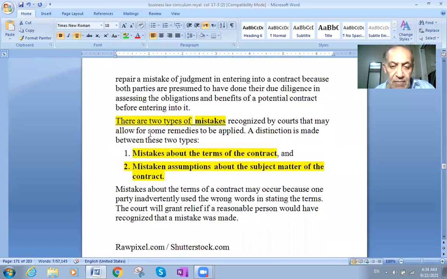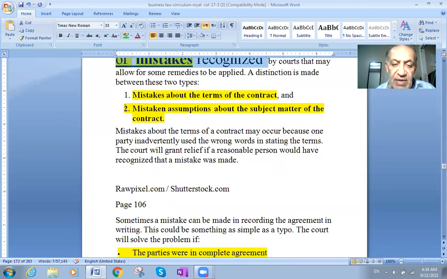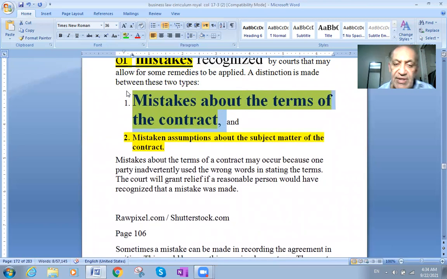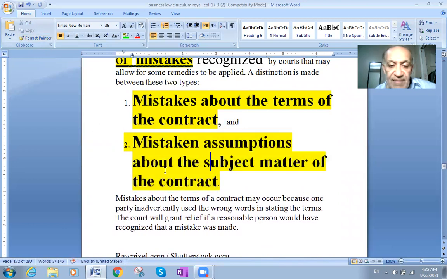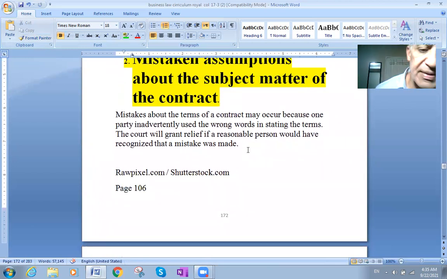Yes, we have two types of mistakes, like we talked about before. We have mistakes about the terms of the contract, like you see here. And the other is mistakes or assumptions about the subject matter of the contract. So we have mistakes about the terms and about the subject matter of the contract.